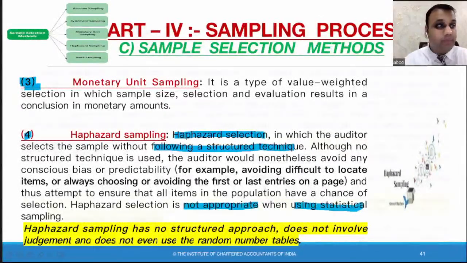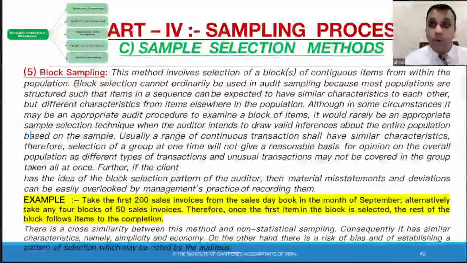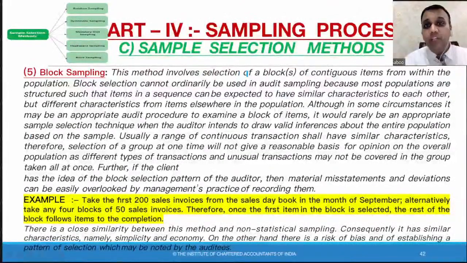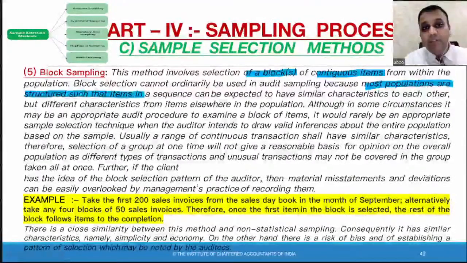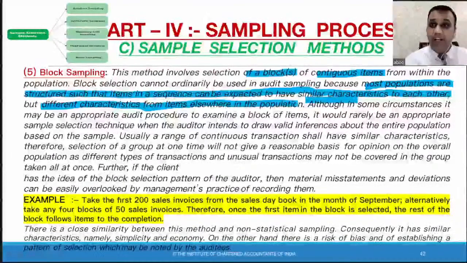The next, block sampling. What is block sampling? This method involves selection of a block of continuous items from within the population. Block selection cannot ordinarily be used in audit sampling because most populations are structured so that the items in a sequence can be expected to have similar characteristics to each other, but different characteristics from items elsewhere in the population. What is block sampling? We make blocks, we divide them into blocks.